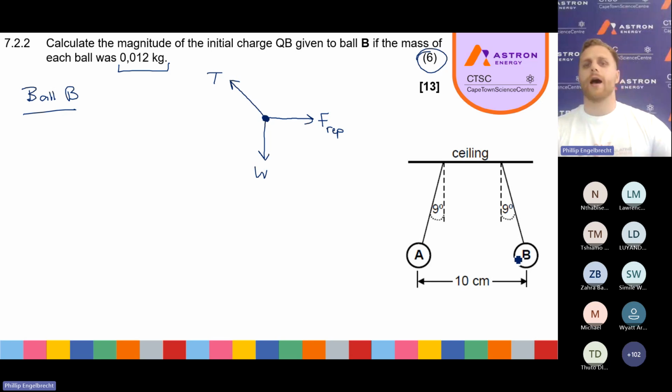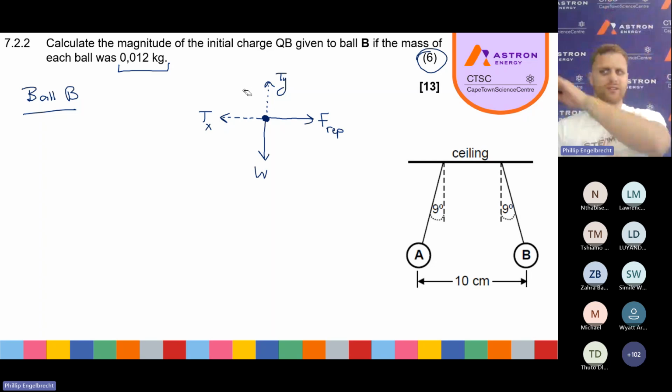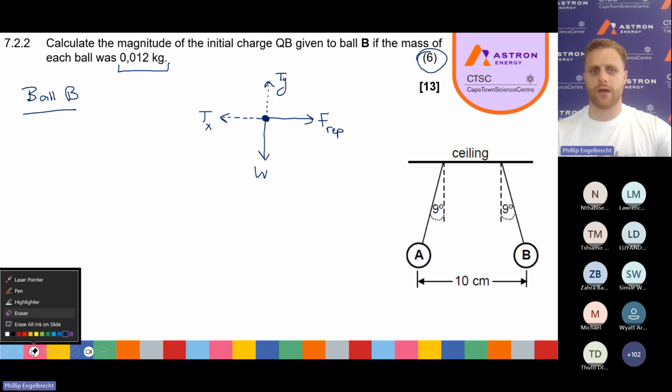Now, what I'm going to do is take this tension and make it into its horizontal component and its vertical component. So I'm just going to get rid of that. Remember, in physics, we like things happening either vertically or horizontally. We do not like forces at angles. So what do we do? We break them down into their components.